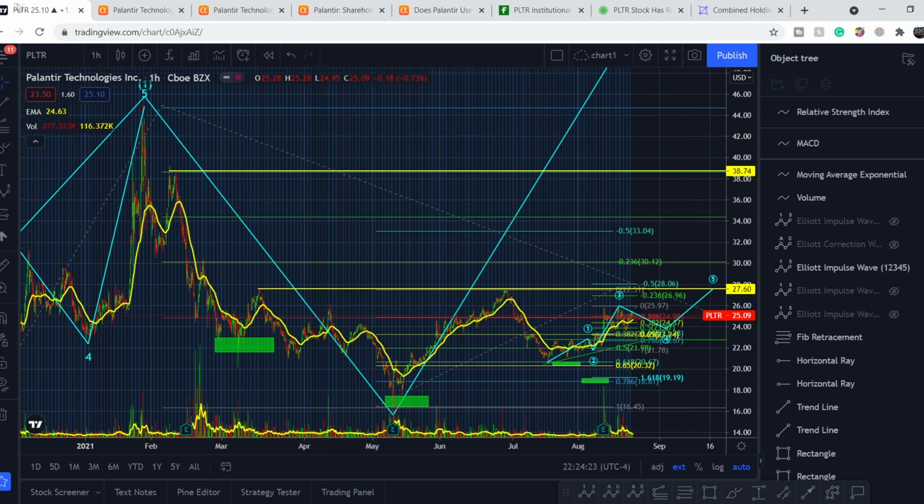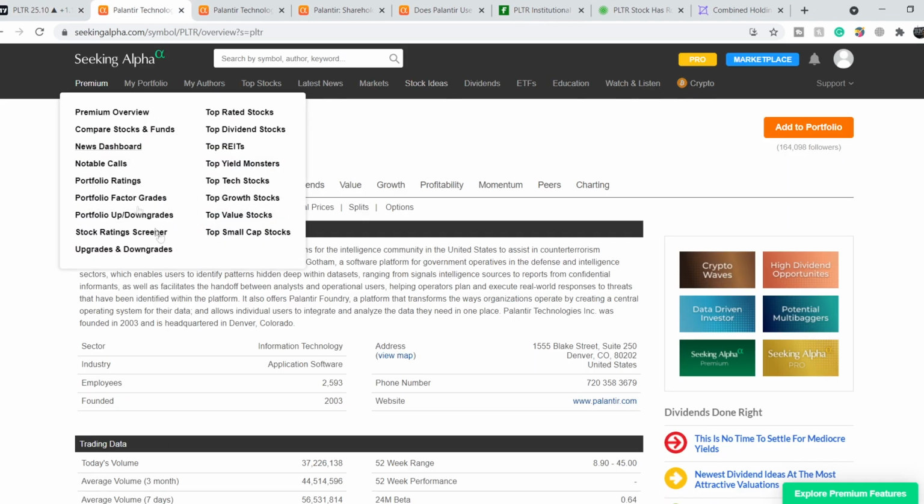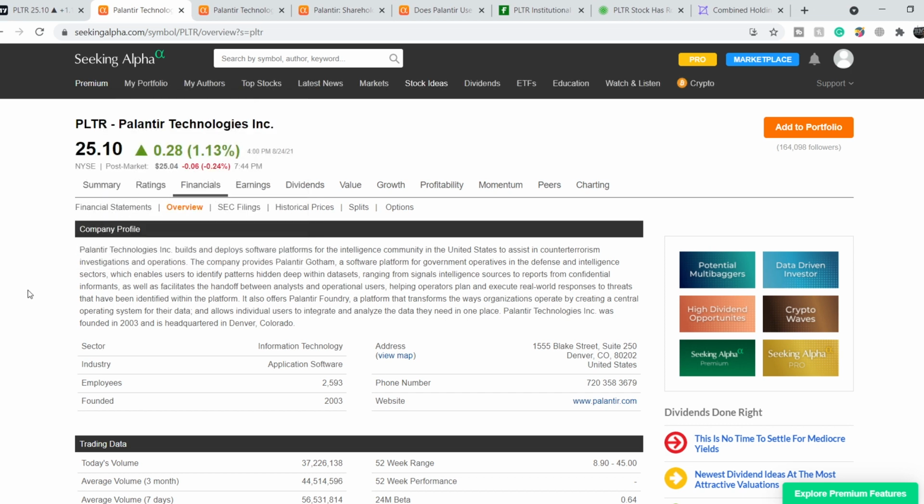So let's continue with the fundamentals of Palantir. And for those of you who don't know what it is all about, Palantir Technologies builds and deploys software platforms for the intelligence community in the United States to assist in counter-terrorism investigation and operation. The company has 2 products, Palantir Gotham, mostly for government use, and Palantir Foundry, which is for commercial use.